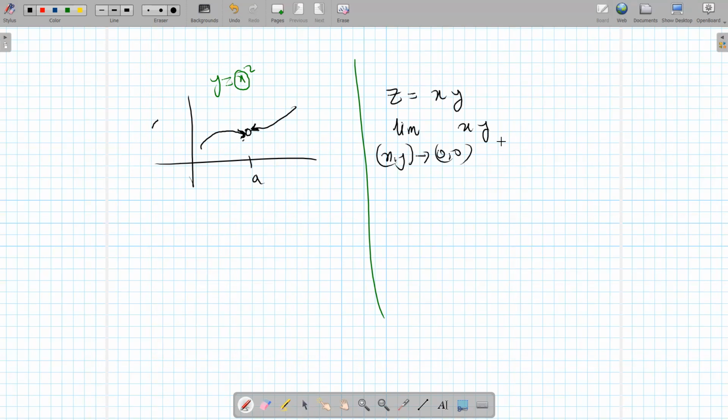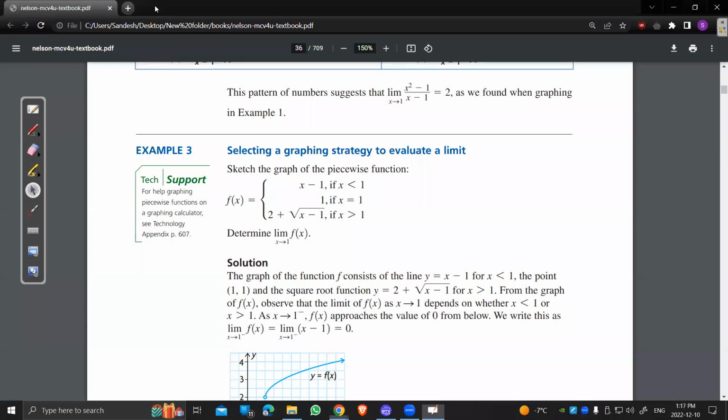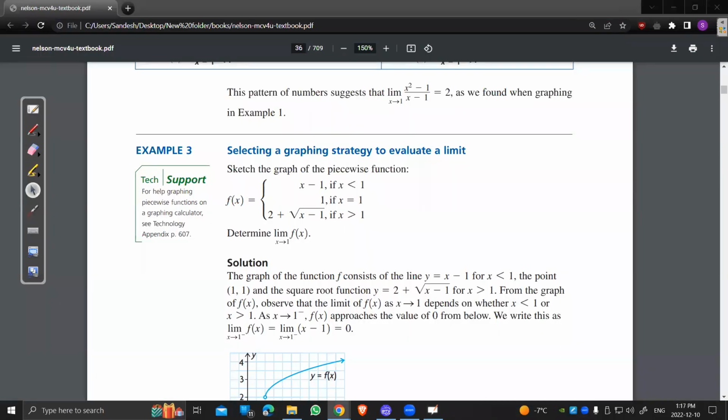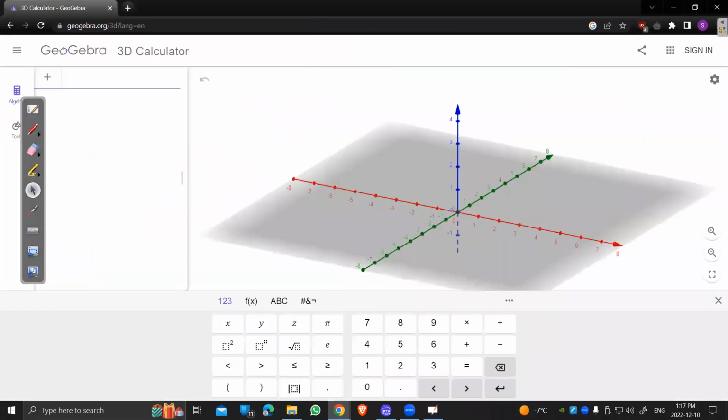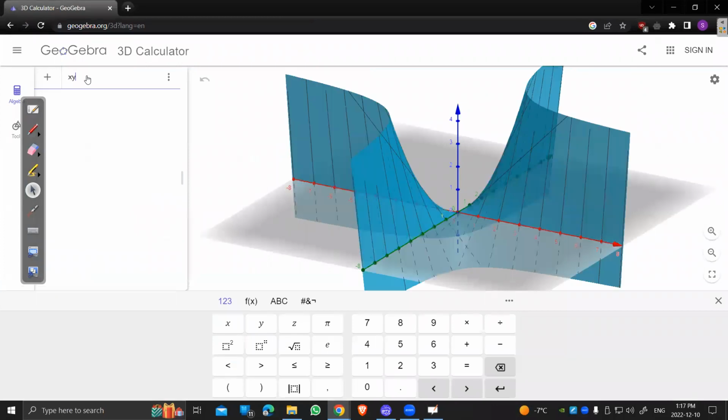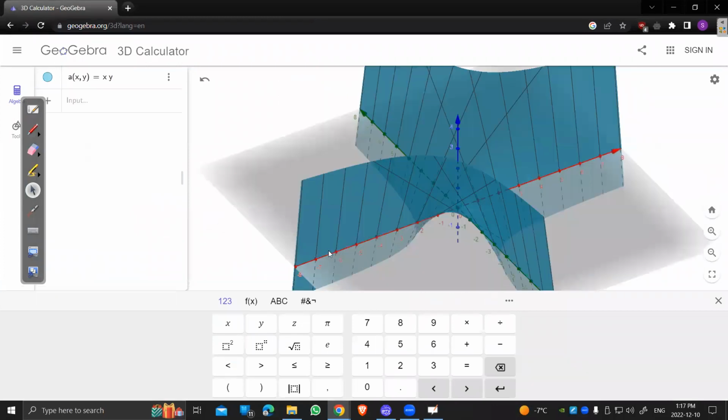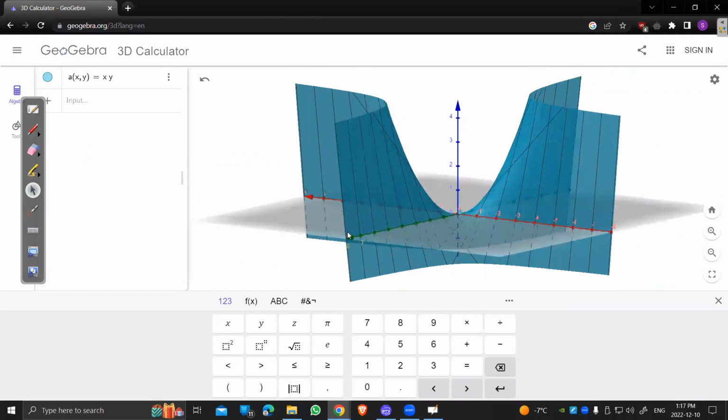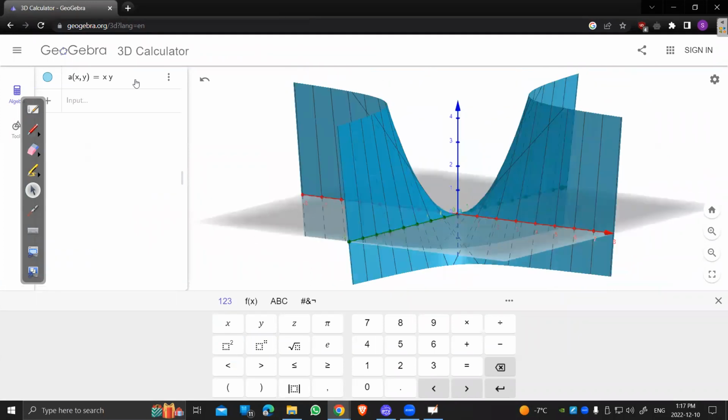And actually, let me show you what this looks like, because it's pretty interesting. To graph this, Desmos is not going to help us. We need something else, because it's going to be in 3D, okay? This is what it looks like. Pretty cool, right? And you can play around with this actually.